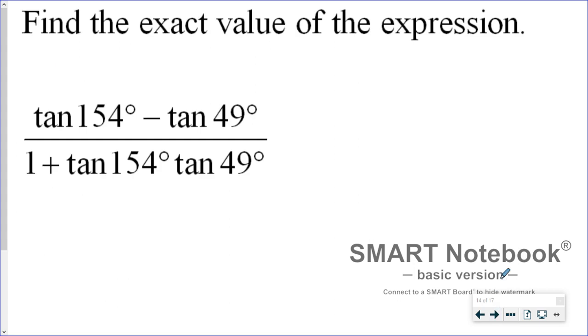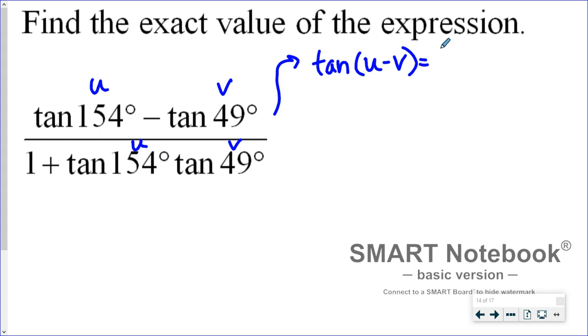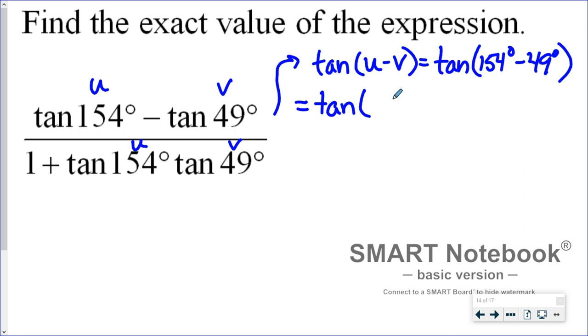cheerleader. Okay. So now this one's going to be a little bit interesting. All right. So of course this is our tan u minus tan v over 1 plus tan u times tan v. All right. So this is equal to tangent of u minus v, which of course in this case is tangent of 154 minus 49. All right, so this is equal to the tangent of 105, yes?